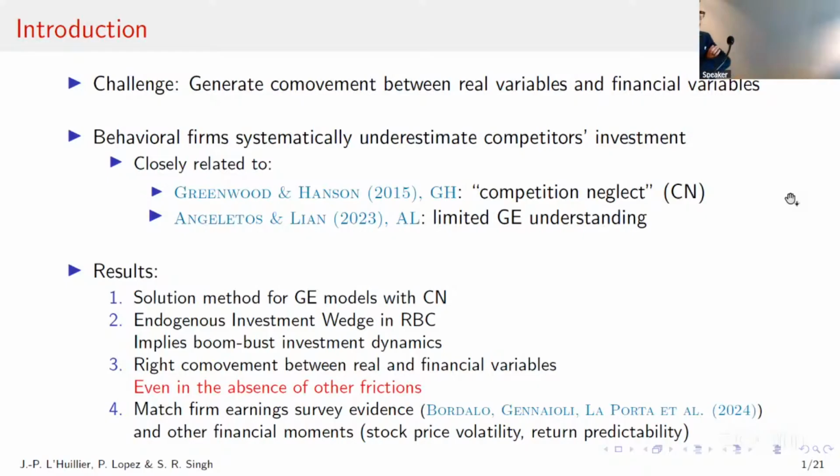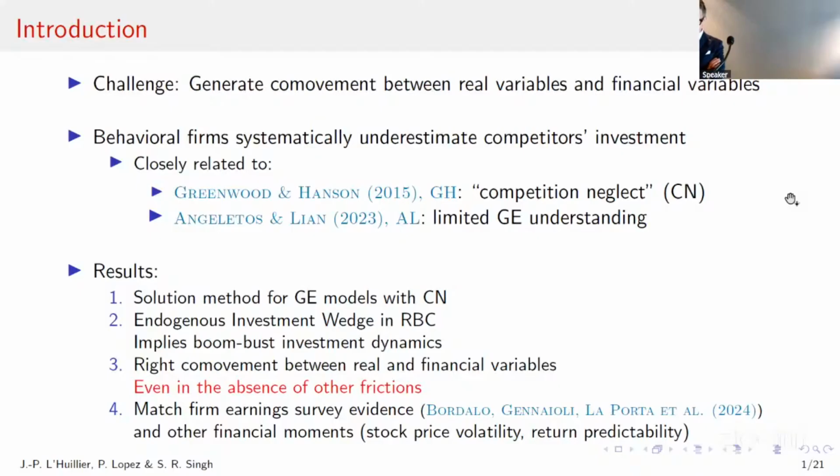Here's where we are. Number one, we developed a solution method for general equilibrium models with competition neglect. The solution method is portable and can be applied to a wide range of dynamic stochastic general equilibrium models. Number two, when applied to RBC, competition neglect implies an endogenous investment wedge. This endogenous investment wedge has a time series representation that implies boom-bust investment dynamics.